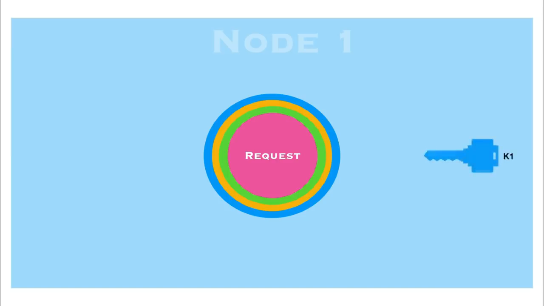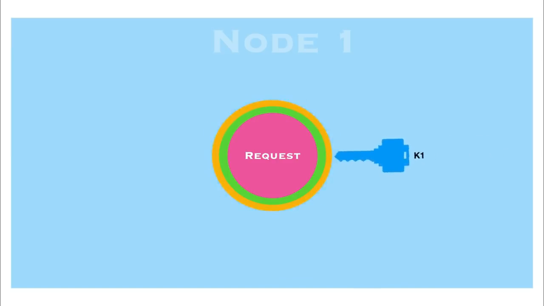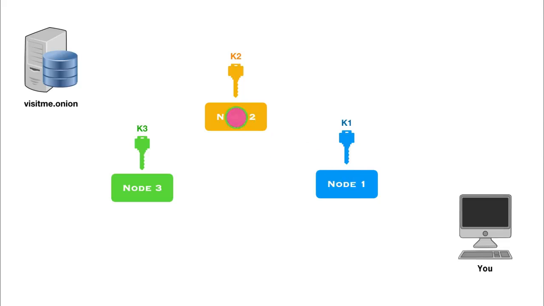Since node 1 has the key K1, it decrypts the message. Notice that even after decrypting the message here, the message is still encrypted with 2 layers, that is K2 and K3. So node 1 will know nothing about the request, except from where it is coming and to where it needs to forward it. It then forwards this request to node 2.